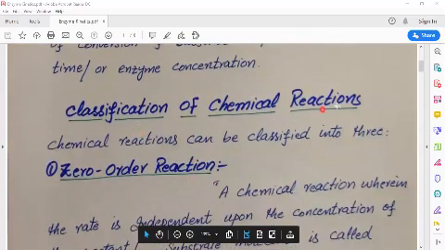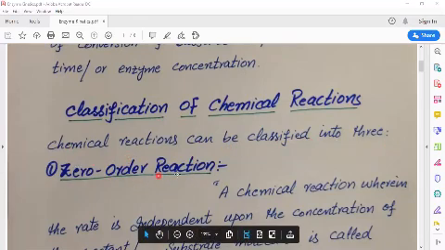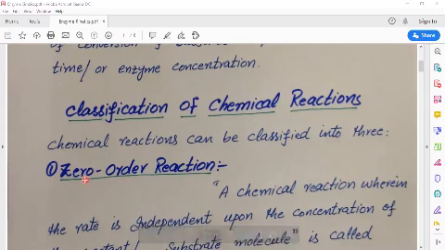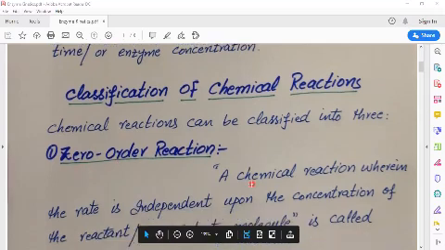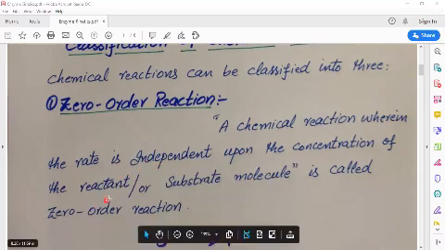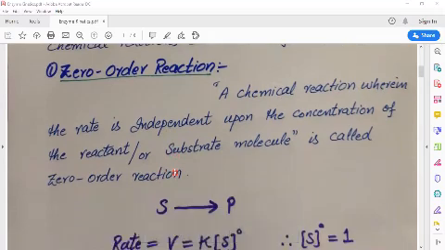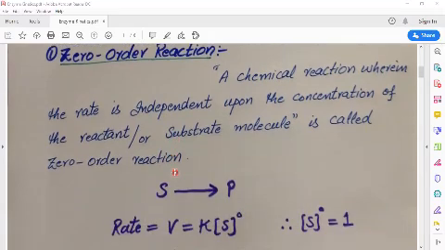The classification of chemical reactions. Chemical reactions can be classified into three: zero order reaction, first order reaction, and second order reaction. First of all, we will discuss the zero order reaction. A chemical reaction wherein the rate is independent of the concentration of the reactant or the substrate molecule, that is called the zero order reaction. It means such a kind of reaction in which the rate is independent of the concentration of the reactant molecule.